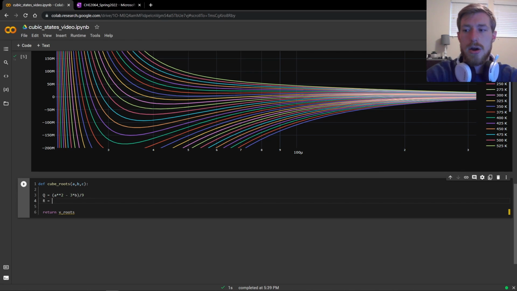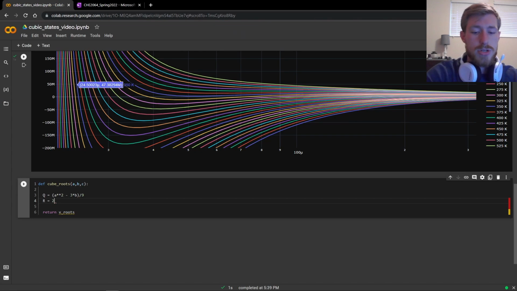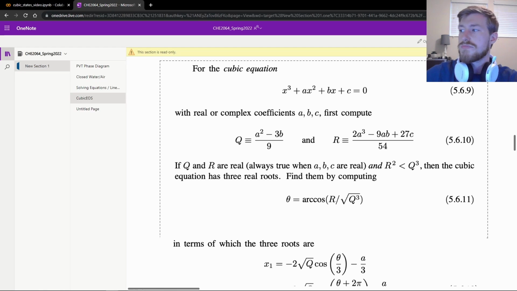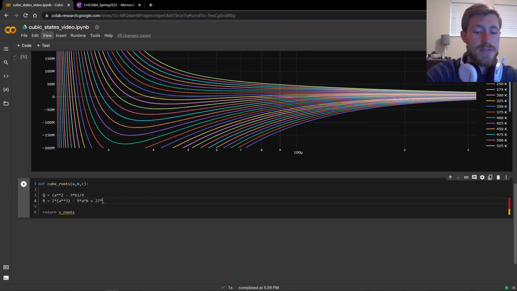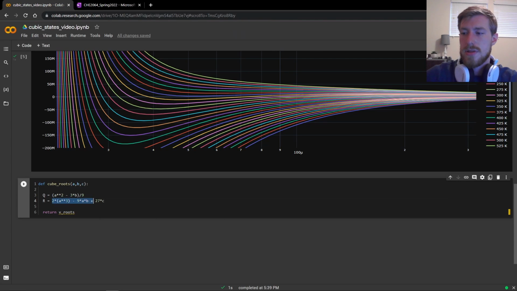We're also going to calculate r, which is equal to 2a cubed, so 2 times parentheses a to the power of 3, and that's going to be minus 9 times a times b, plus 27 times c, and that whole thing is going to be divided by 54. So close that in parentheses as well, divided by 54. So now we have our Q and R.